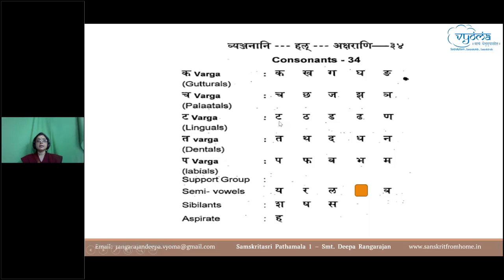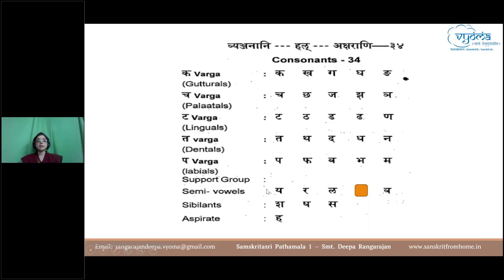The tavarga letters are ta, tha, da, dha, and na. The tavarga letters are ta, tha, da, dha, and na. The pavarga letters are pa, pha, ba, bha, and ma.